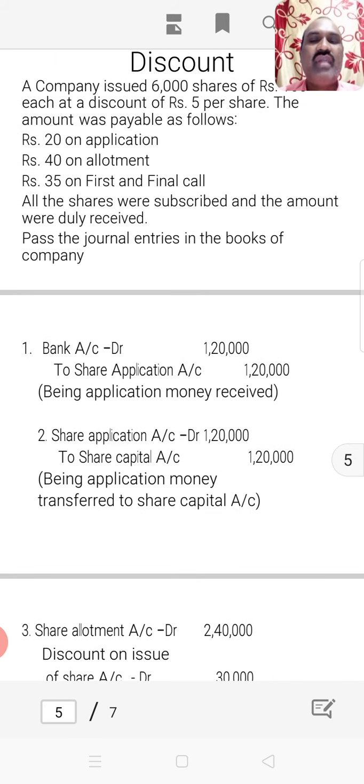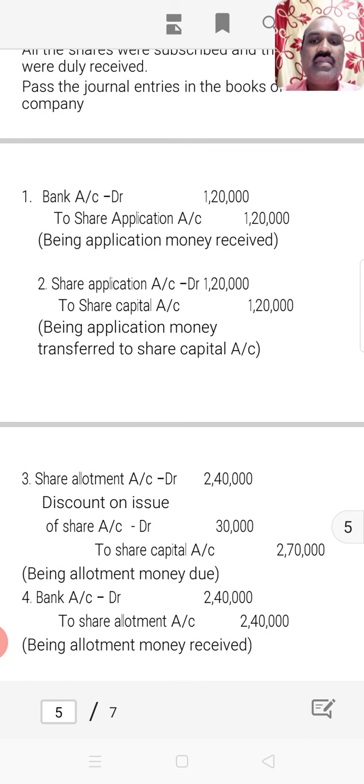Allotment money is actually 40 rupees. So 40 rupees on each share on 6,000 shares becomes 2,40,000. But now the company is going to give discount. Always discount will be considered at the time of allotment only. When the company makes an allotment to the shareholders, this discount will be considered. The discount amount on each share is 5 rupees. 5 rupees on 6,000 shares becomes 30,000.